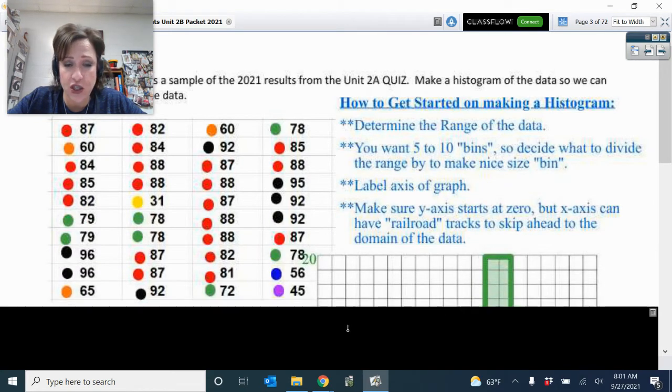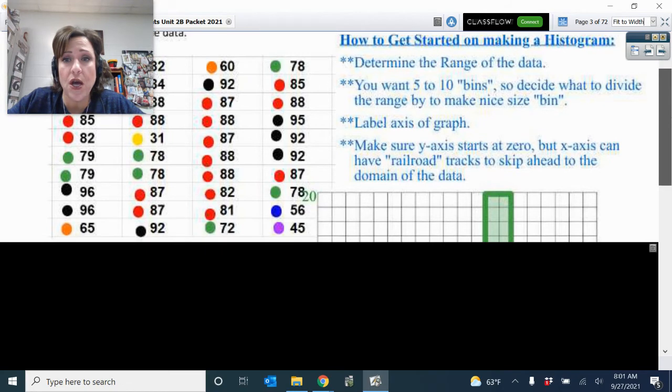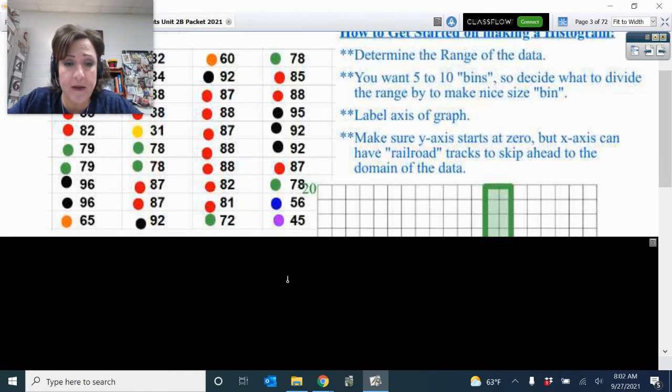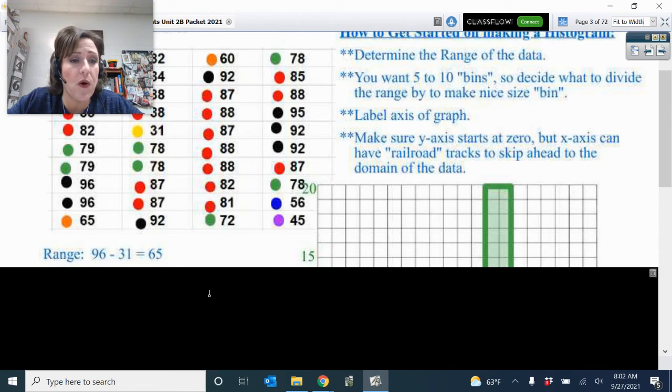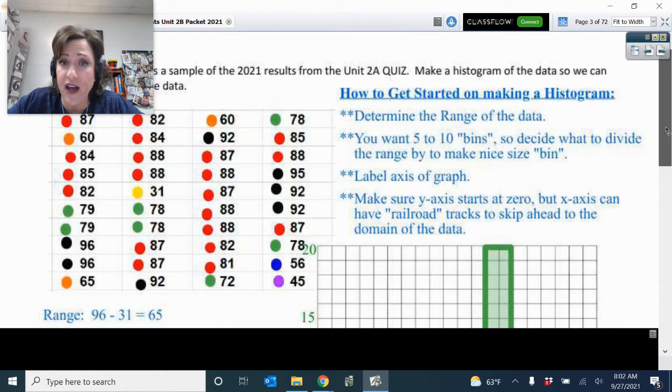And when I want to do my graph, I need to know, okay, what is the range of where these data points are? What is the domain? So to get started, I just determine the range of the data. I find the highest, I think it was 96, and then I subtract away the lowest, which I think was 31. After I do that subtraction, then I know what domain I'm dealing with. Okay, and so I did that over here. So the range that I have is 65.